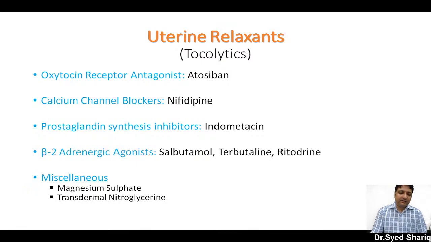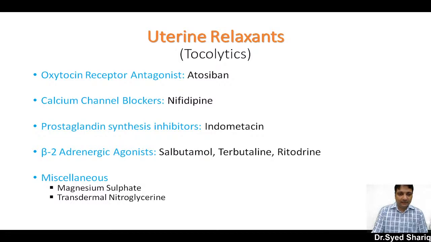There are some miscellaneous drugs like magnesium sulfate. If the patient is also having eclampsia, then magnesium sulfate might be a very good choice. Eclampsia is when the patient has high BP in pregnancy, pregnancy-induced hypertension, and some seizures also. In those cases, magnesium sulfate can be given. Nitroglycerin is also a good choice because it increases cyclic GMP, which can dilate the uterine muscles.